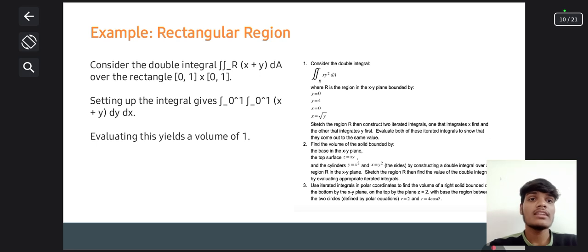First we have to consider the double integral where R is the region in the xy plane bounded by y equals 0 and y equals 4, and x equals 0 and x equals square root of 4. These are some of the problems displayed on the screen.